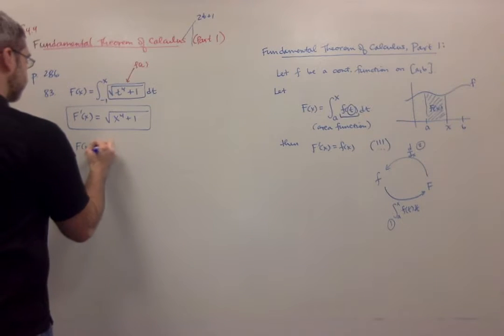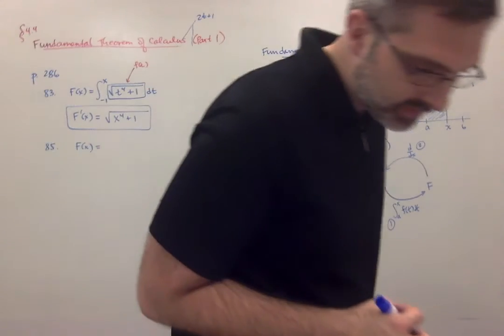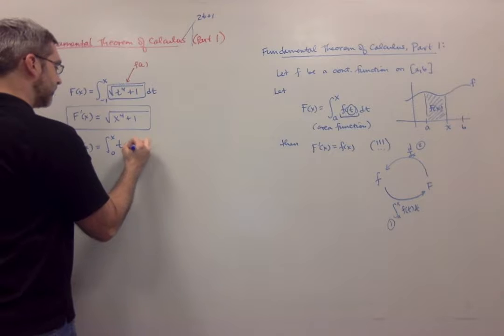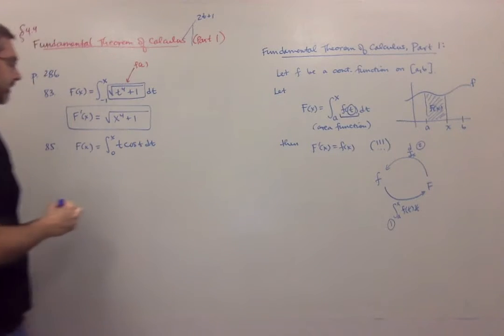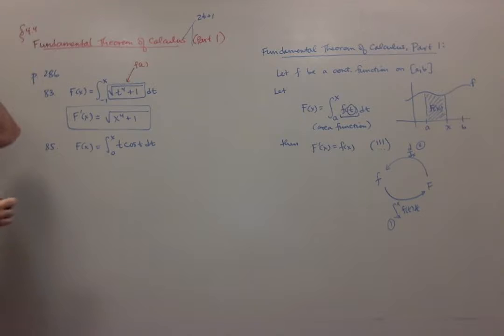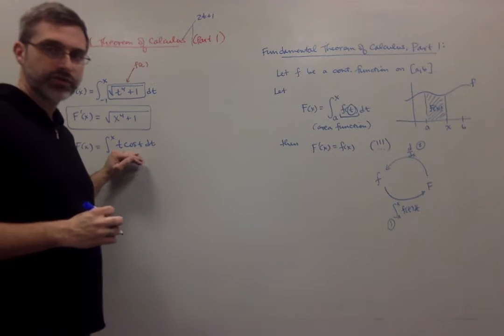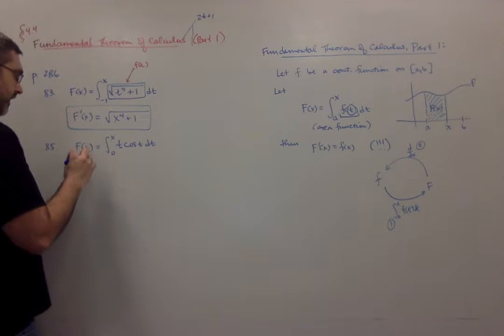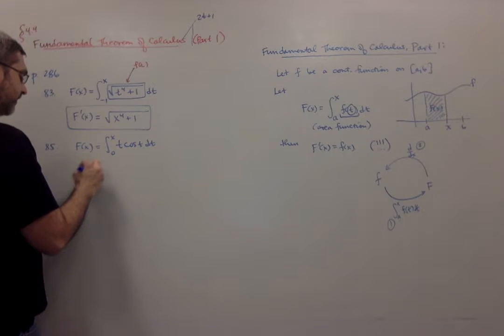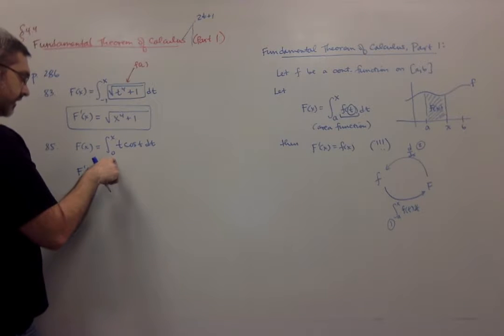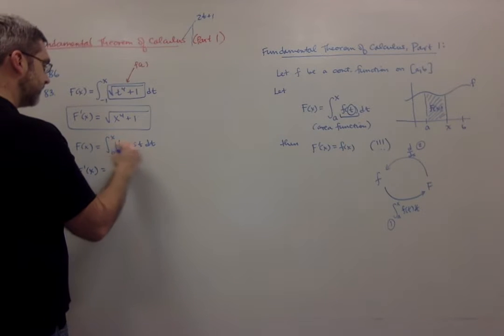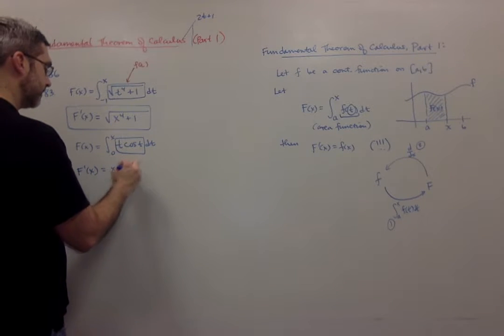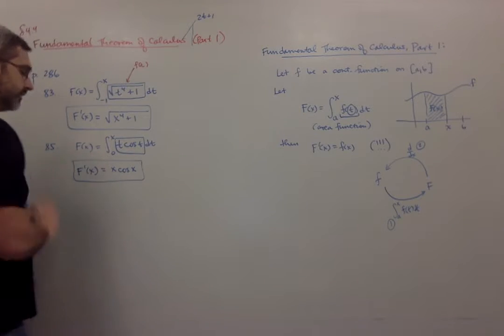Let's take a look at number 85. It says f of x is the area from 0 to x under t cosine of t dt, and it's asking what the derivative is. It's not asking you to calculate the actual function or figure out what the area under this function is. Don't do that. It's just asking for the derivative of that area. What we do is take this function, and everywhere there's a t, we put an x. That's it.